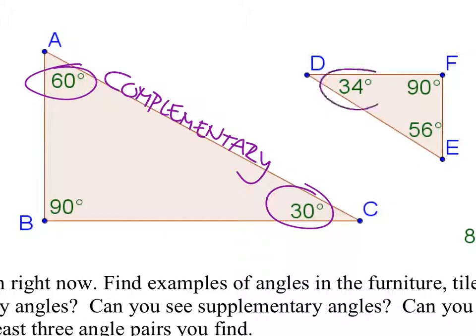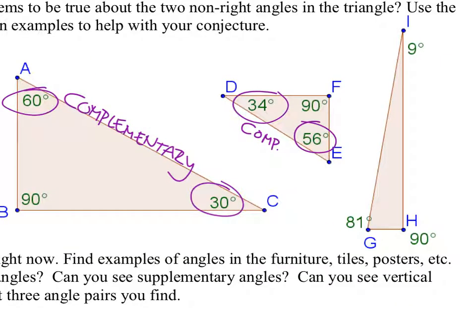Well, what about this 34 and this 56? Yeah, these two also would be complementary. That works. Well, what about this other triangle with this 81 degree and 9 degree angle? Also complementary. So as it turns out, if we have a right triangle, like we do with these three, the other two angles will always create some kind of complementary relationship. They complement each other.